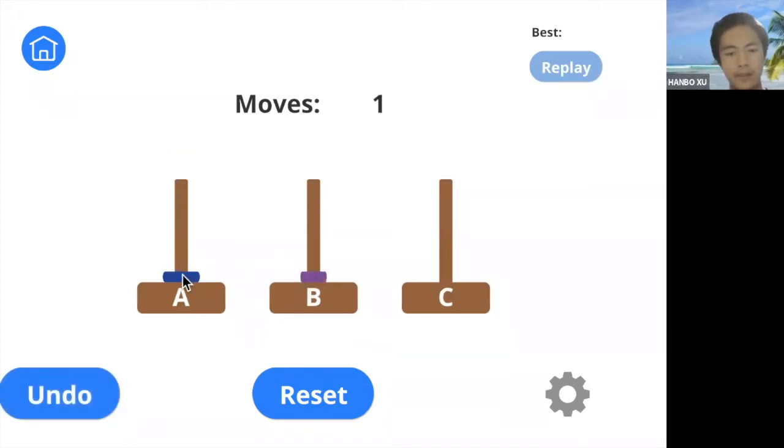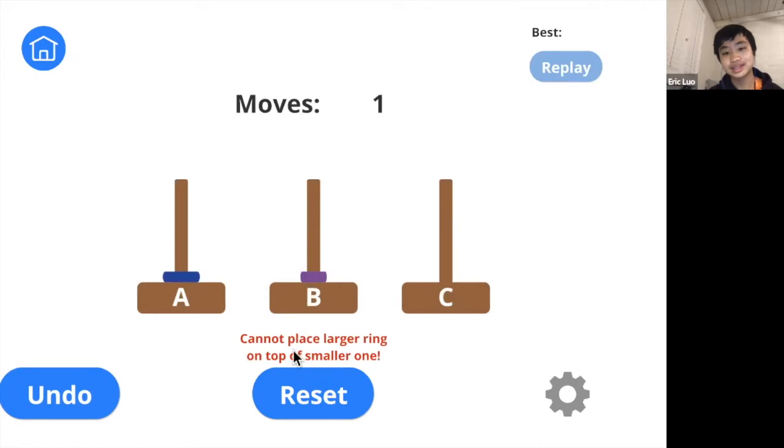Eric, you want to demonstrate what that looks like? Yeah, so for example, the purple ring is on B, but if you put this blue one on top, it doesn't work. It doesn't allow it because it is bigger than that. But in contrast, if you put the purple ring on top of the blue ring, that is allowed because the purple ring is smaller than the blue ring. Does that make sense to everyone?